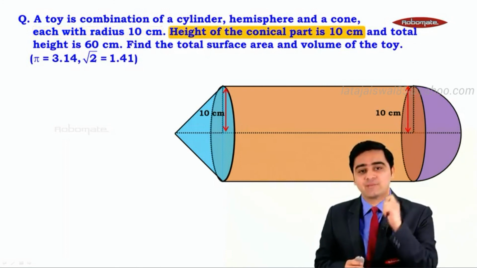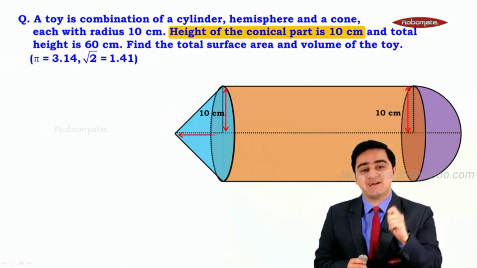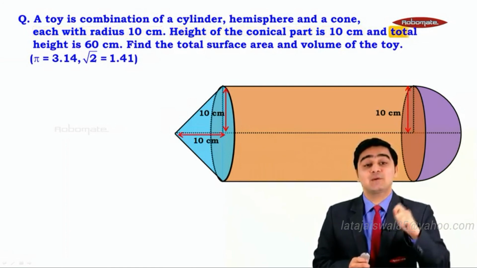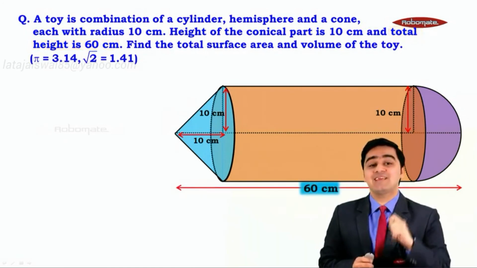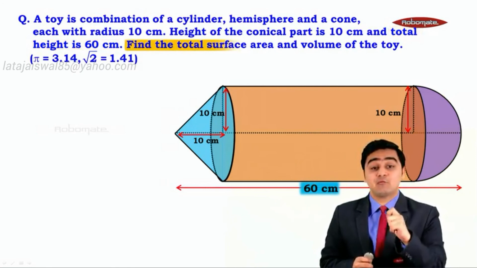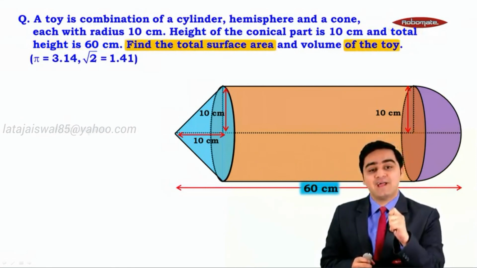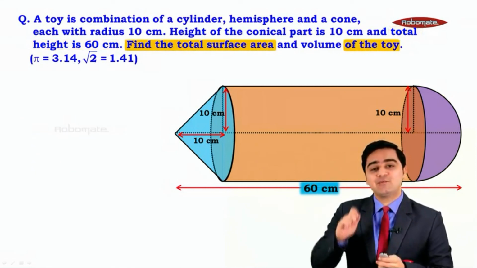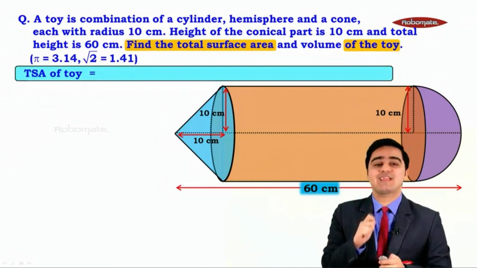Also, they have provided us with the height of the conical part, which is again 10 centimeter. The total height of the toy is given as 60 centimeter. It says that find the total surface area and the volume of the toy. Let us first focus on getting total surface area of the toy.